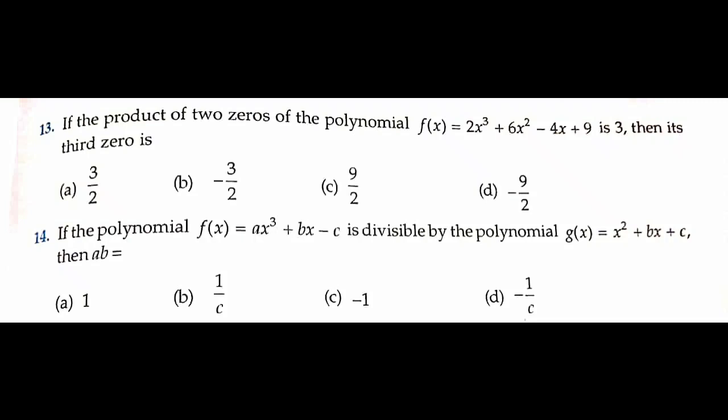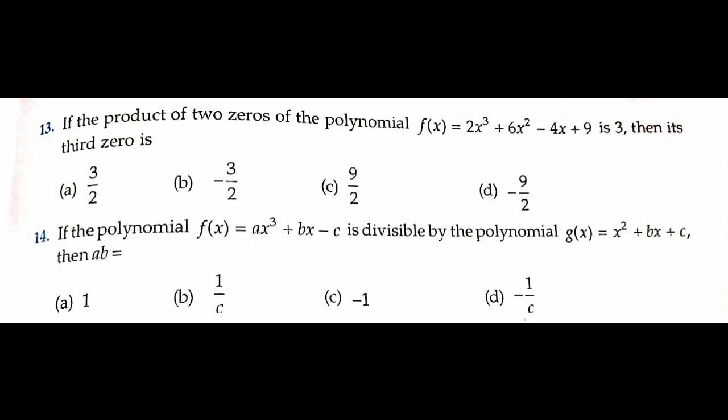So first I have: if the product of two zeros of the polynomial f(x) = 2x³ + 6x² - 4x + 9 is 3, then its third zero is? Here it is given the product of two zeros. Let us consider the zeros are alpha, beta and gamma, since it is a cubic polynomial. So the product of its zeros, alpha into beta into gamma, is equal to -d/a, that is in this situation -9/2.